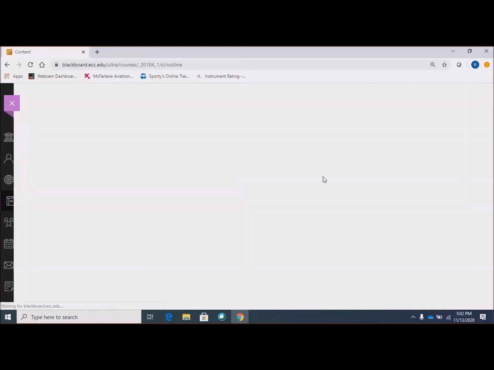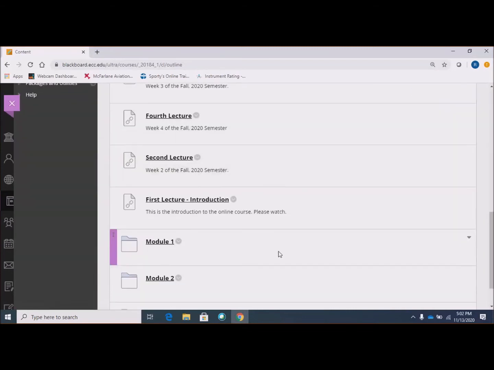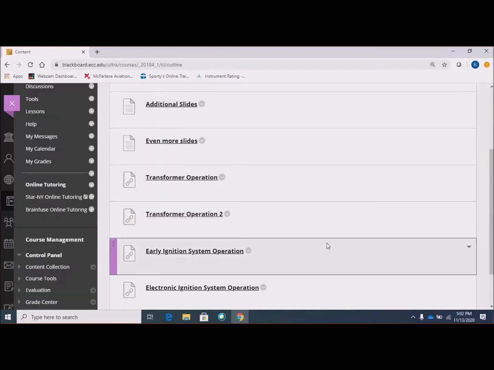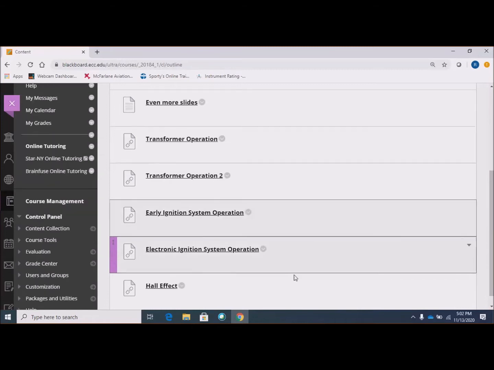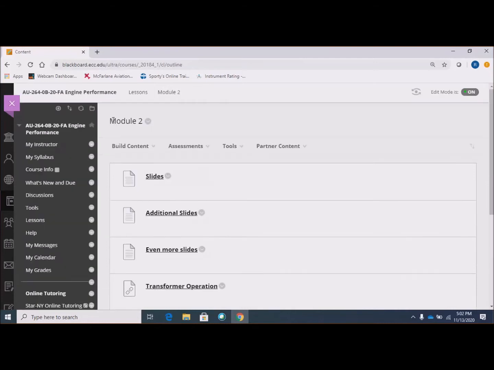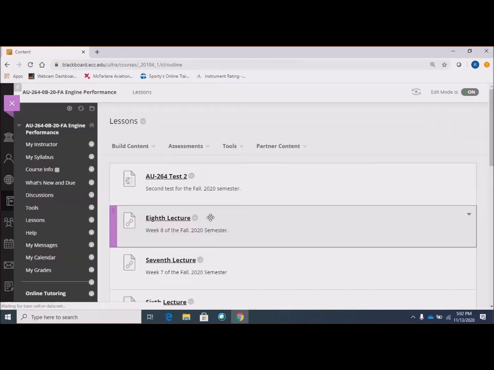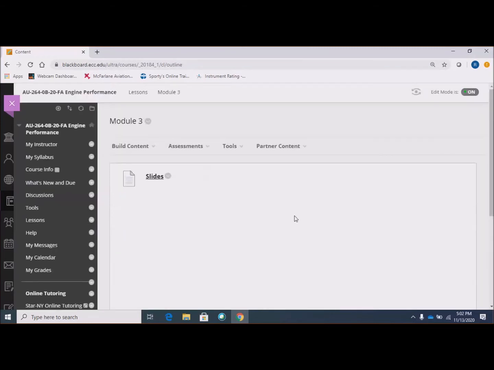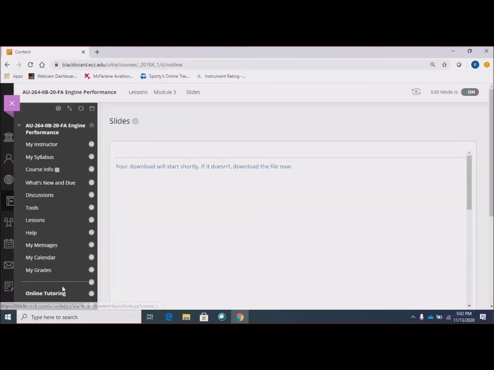And then Module 2, there were several sets of slides. We looked at how transformers work, ignition system operation, what a Hall effect is, and how it works. And now we're going to move on to Module 3. So in Module 3, the only thing in here at the moment is the slides. Give it a minute here.